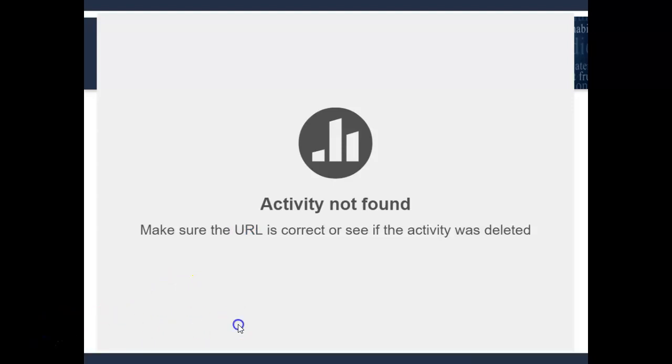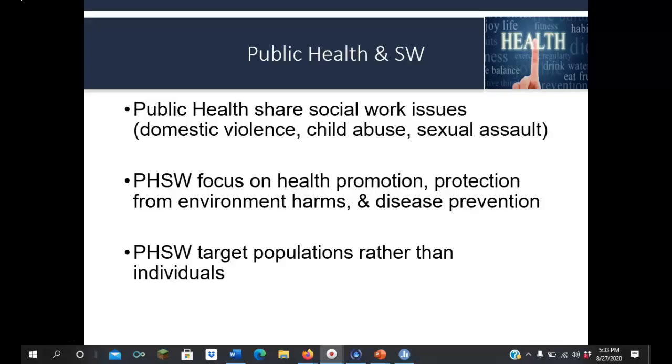I'm trying to get the screen to forward. Apologize for that delay. The screen wouldn't advance.